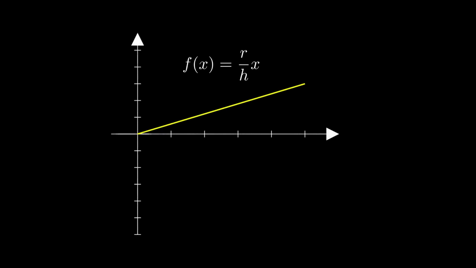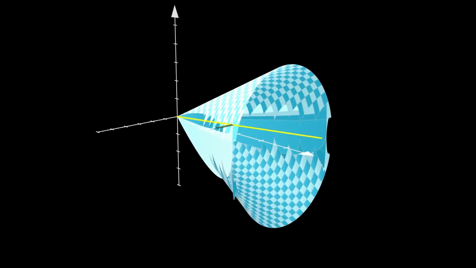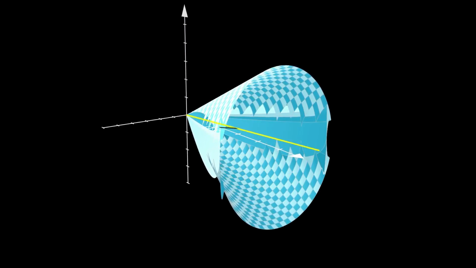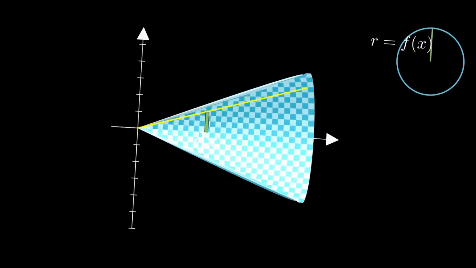Let's get straight to the point. Imagine we have a function r over h times x. Next, imagine some little rectangle with base dx. Now, if we move to the third dimension and rotate our function around the axis such that we make one full revolution, our function draws some solid, in this case a cone, and our little rectangle draws a disk of radius f of x and thickness dx.